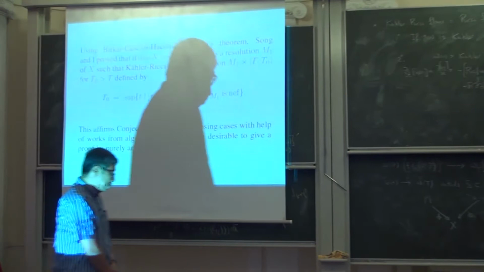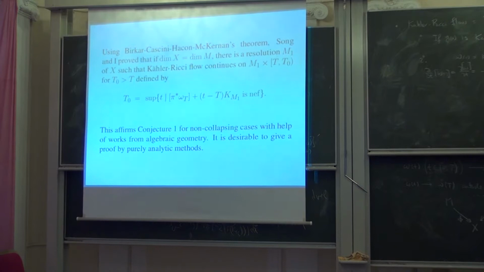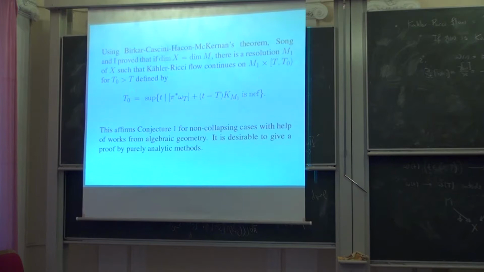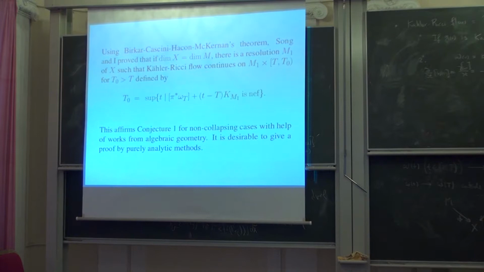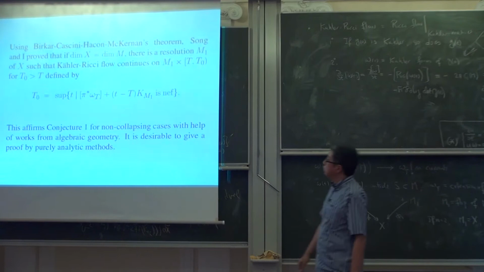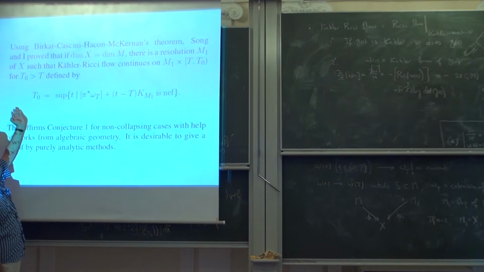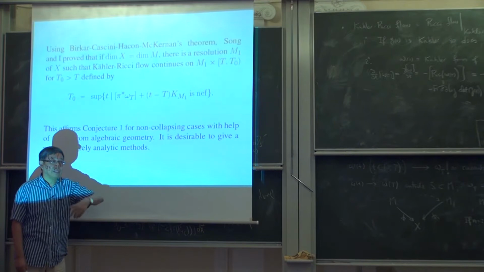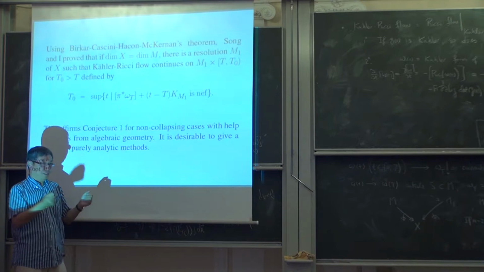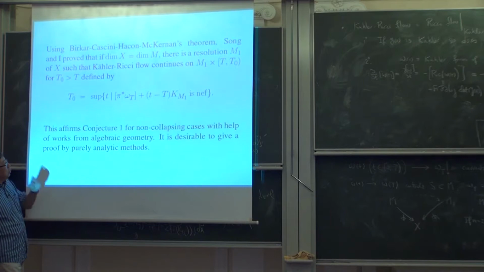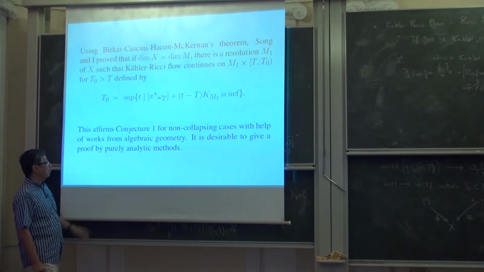Okay, so we can check this is indeed the case if we assume some deep theorem from the minimal model program. So if we use this Birkar, Cascini, Hacon, McKernan theorem, and we prove that if the dimension is the same as this, because they proved the existence of flips, then you can choose that to be a flip of that, okay, and continue the flow. The next time to develop singularity again is determined by some cohomological conditions. But this time, a cohomological condition on M1 instead of on the original M. Of course, M1 is related to M. So this conjecture for the non-collapsing case is approached with the help of that. Okay, so it's desirable to have some direct way of doing that.